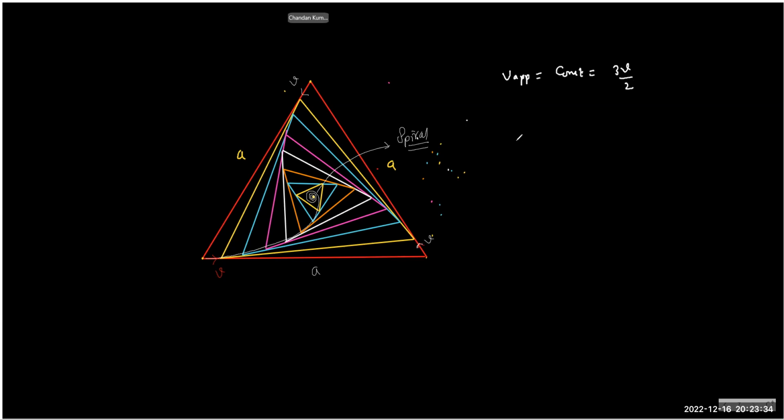By definition, we define V approach as minus dl by dt, the rate at which the separation is diminishing, right? That's a simple definition. We have done this before. Yes or no? Yes, sir. So dl equals minus V approach dt, and because this is constant, we can integrate both sides.